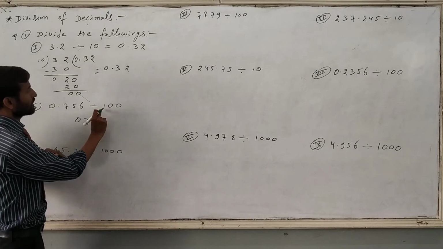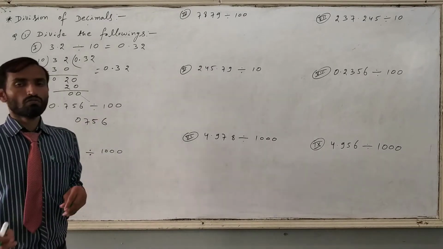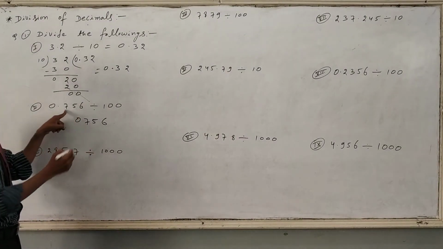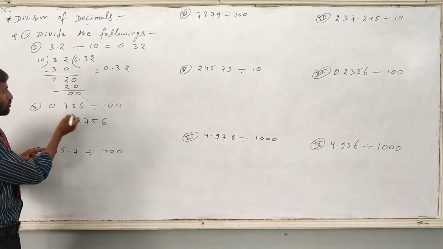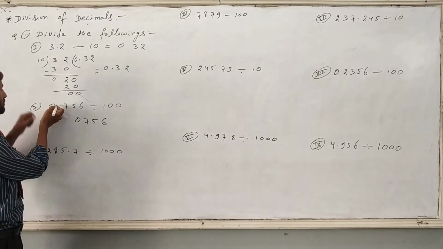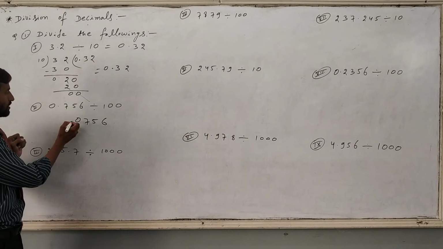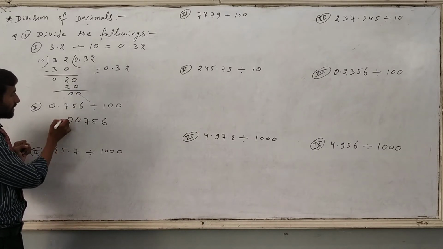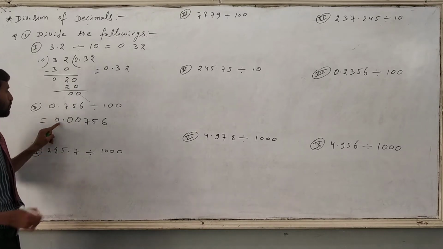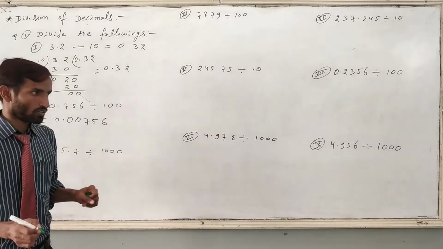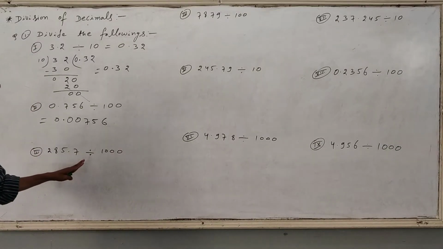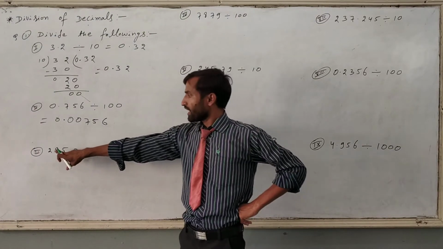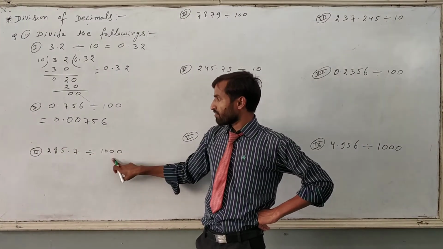After that, the divisor has 2 zeros after 1, and before that there are already 3 decimal places. So we need to shift the point 2 decimal places more to the left, which means one more 0 we have to put. Then the point is shifted here. So the final answer is 0.00756. Like that, you can do the next example also. Just see here, 285.7 is divided by 1000.